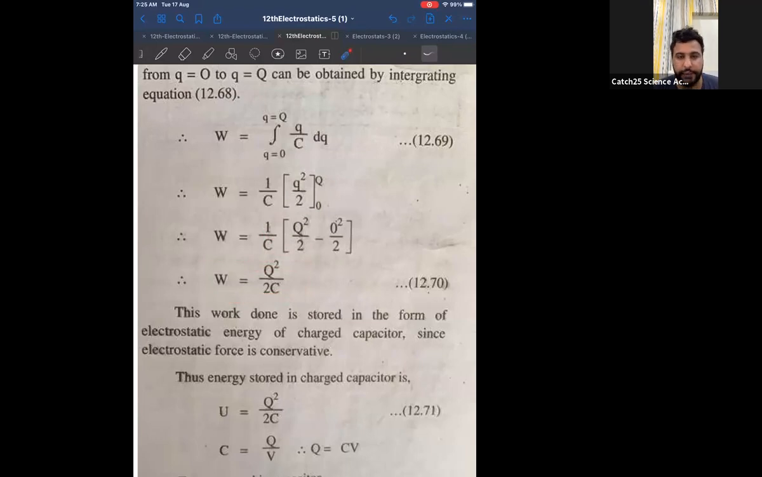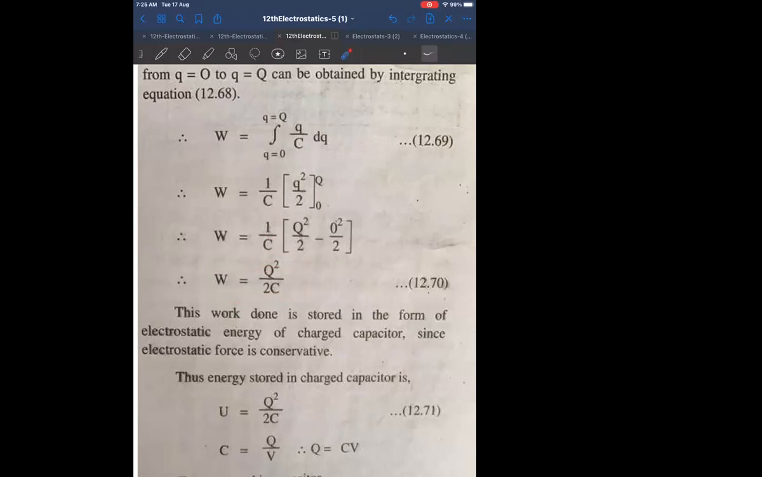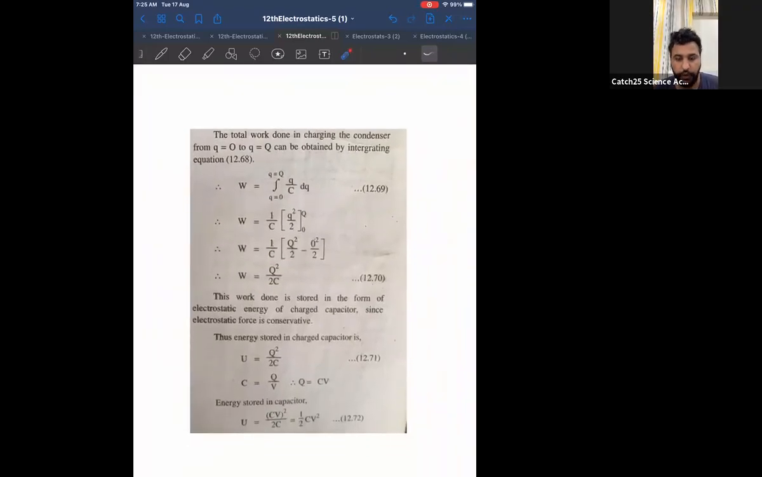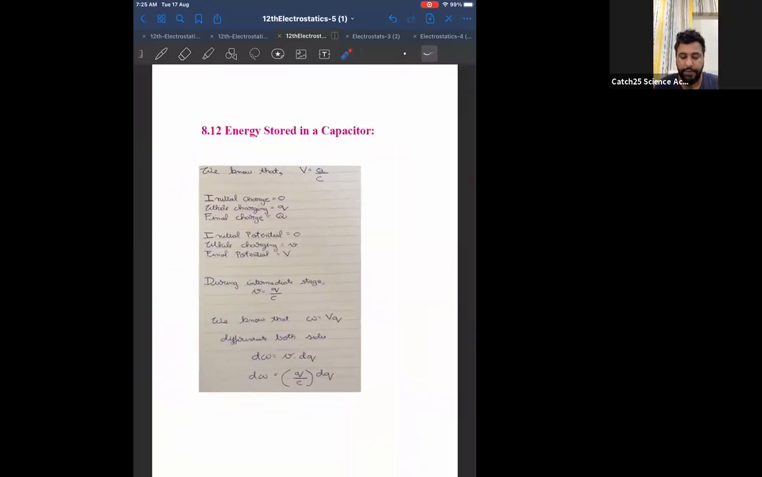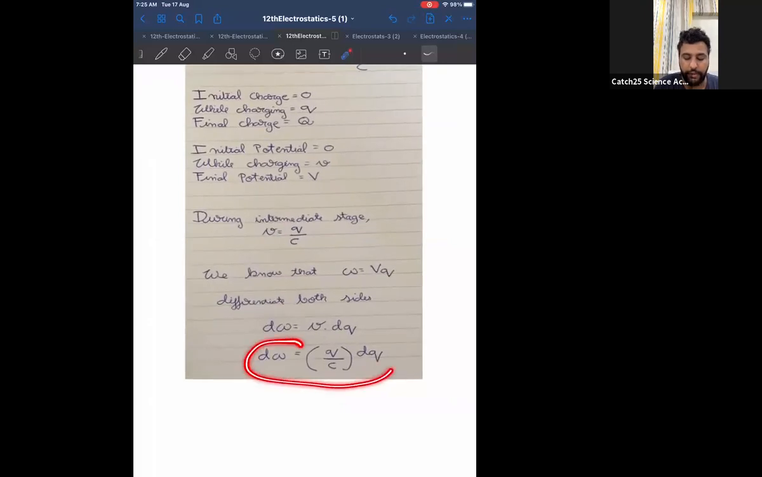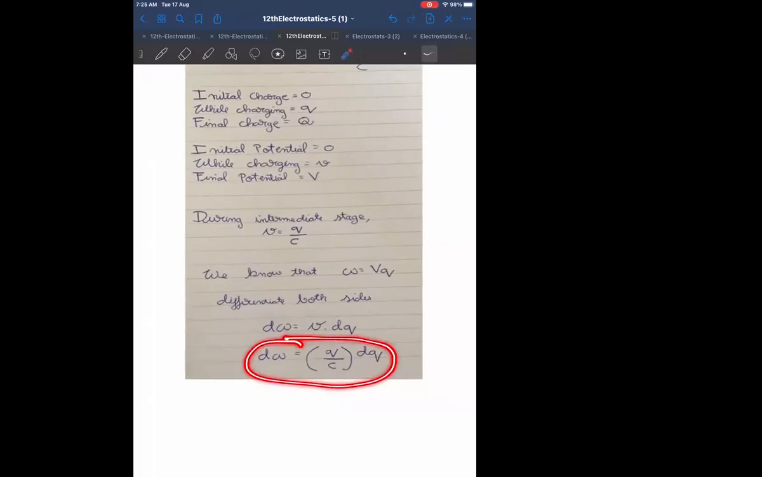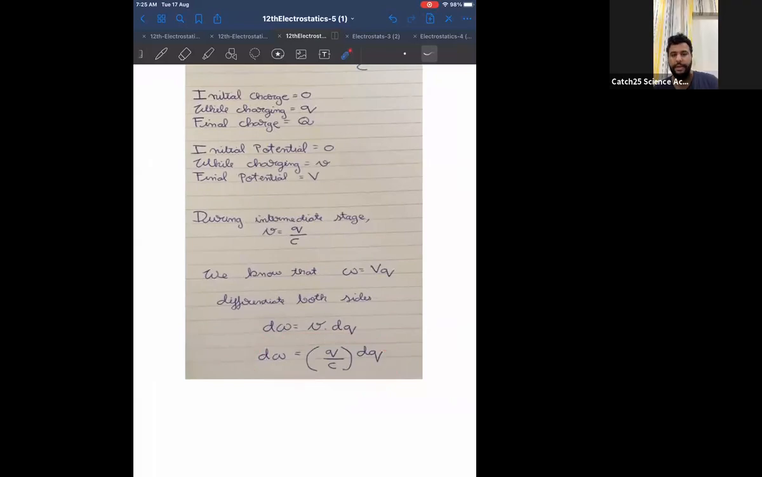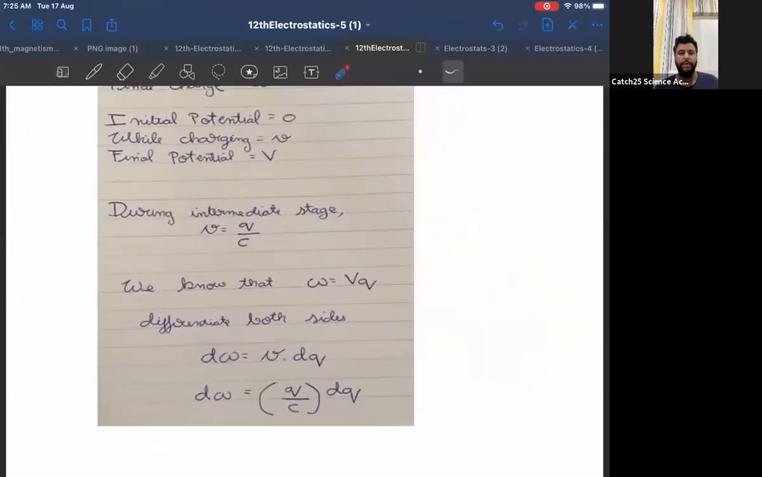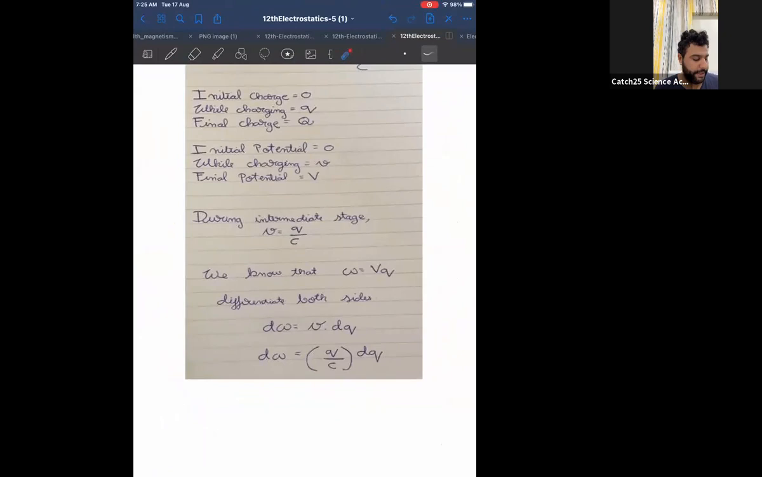Till here, did you get the answer? How did you get Q square by 2? I will show it to you on a blank page. Is everyone clear till here? Yes, sir. dW is equal to Q by C dQ. Then what I'll do is, I will show you on a blank page. One minute.